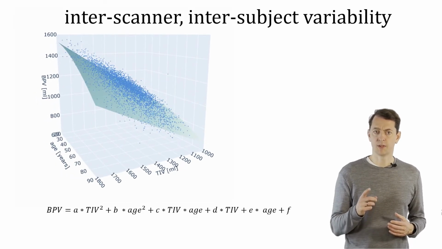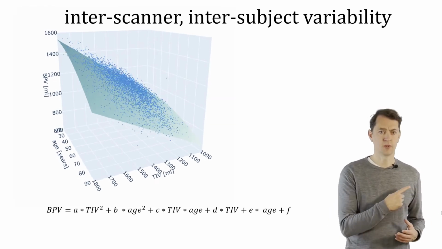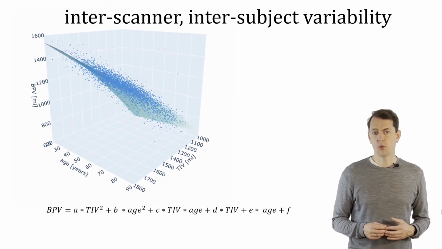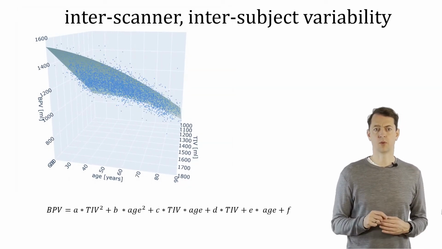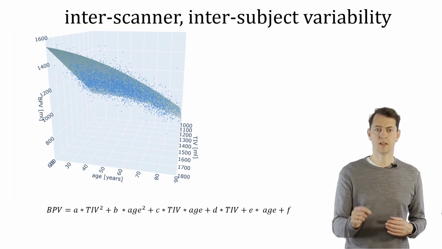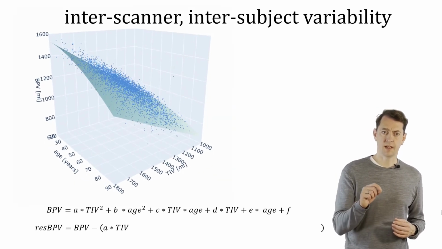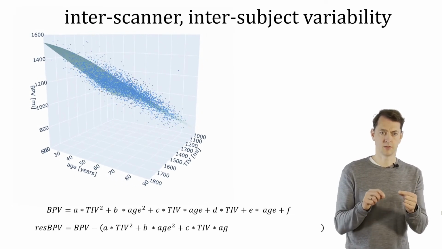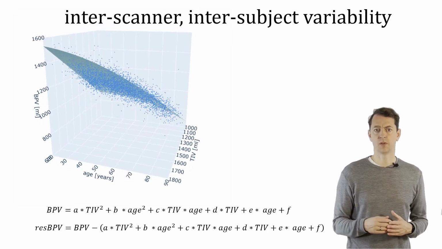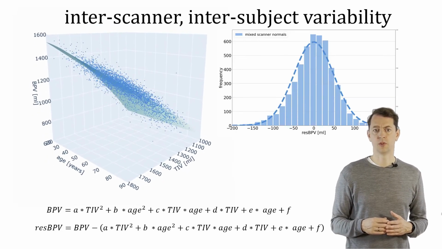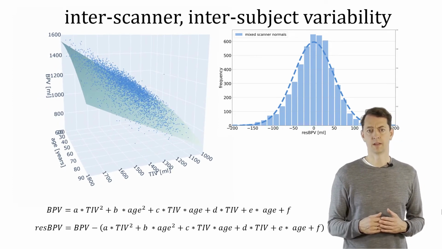And then we compute the least square fit through the data and we obtain a surface which is shown here. A point on that surface tells us the expected average brain volume for a specific TIV and age. To remove now the influence of the TIV and age, we compute the distance of each point to that surface. And we obtain a univariate distribution which reflects the intersubject and the interscanner variability.